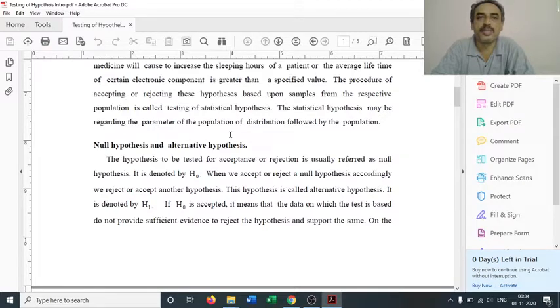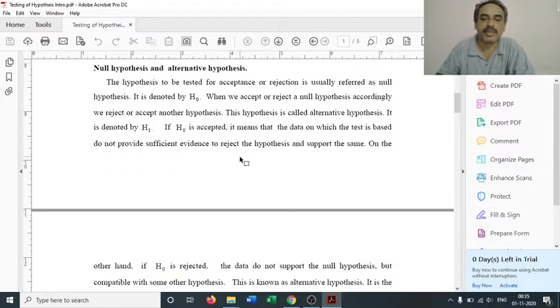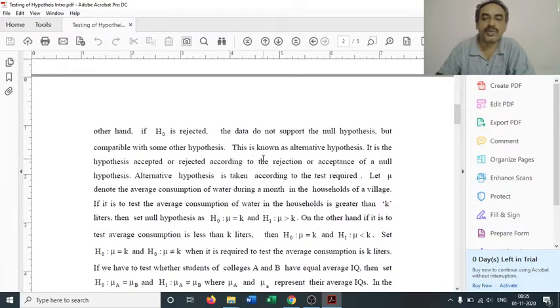The hypothesis accepted or rejected according to the rejection or acceptance of null hypothesis is known as alternative hypothesis. It is denoted by H1. Therefore, the test required is always cited in alternative hypothesis. We shall illustrate this with the help of an example. Suppose we have to test whether the average consumption of water in households of a village is greater than k. Therefore, the test required is greater than k.